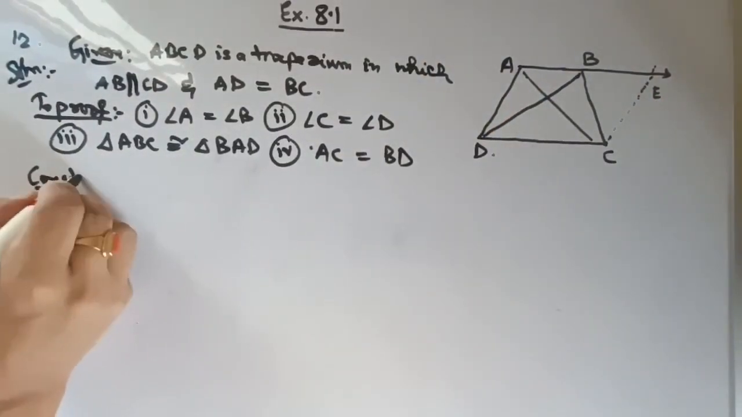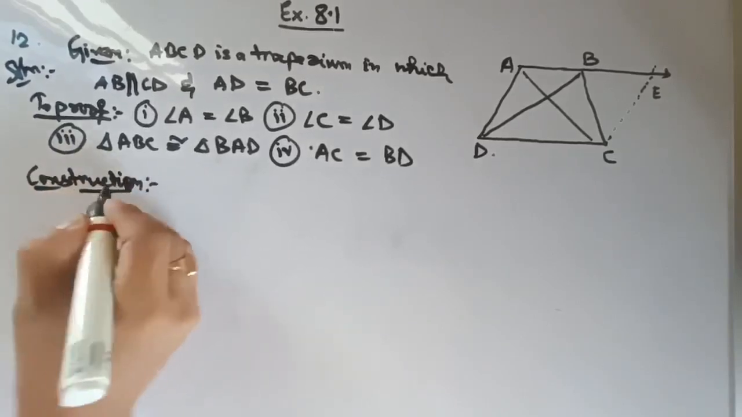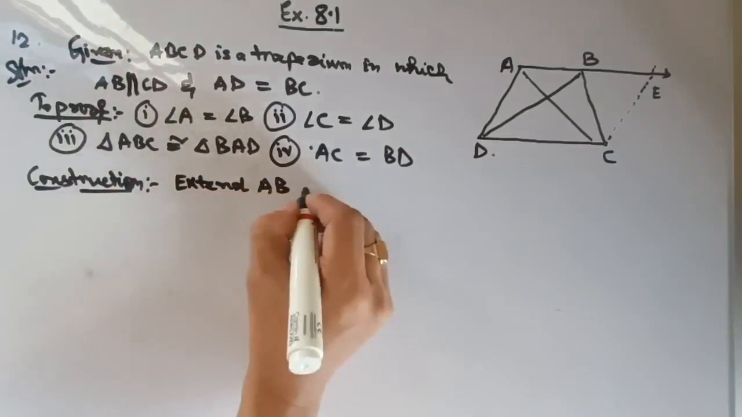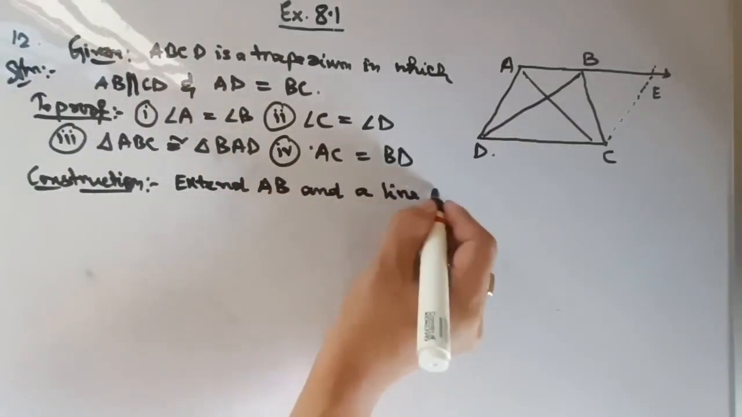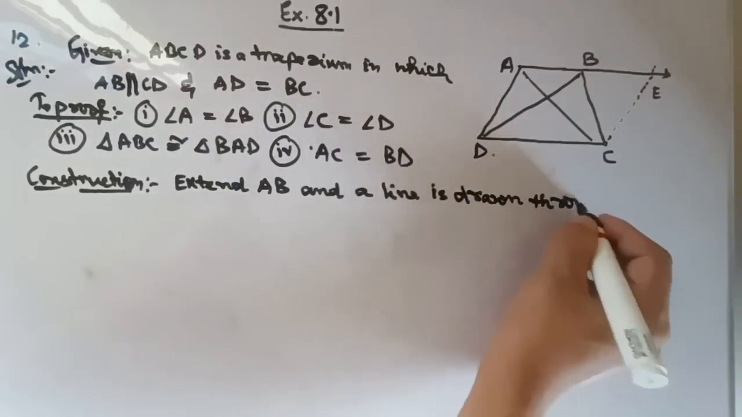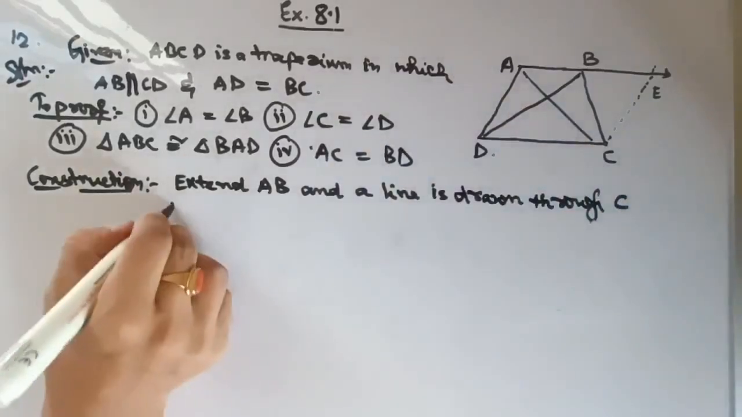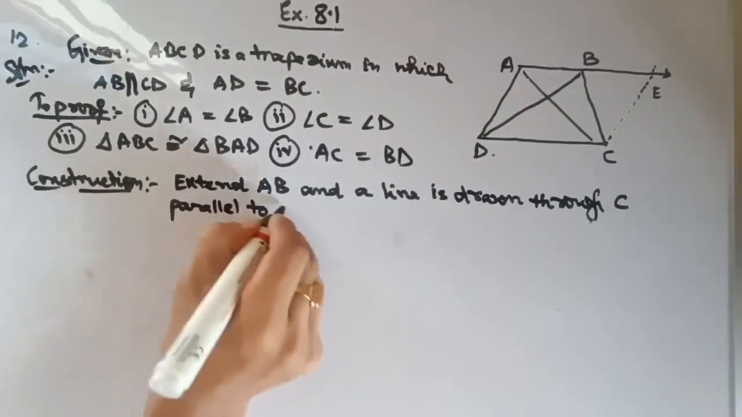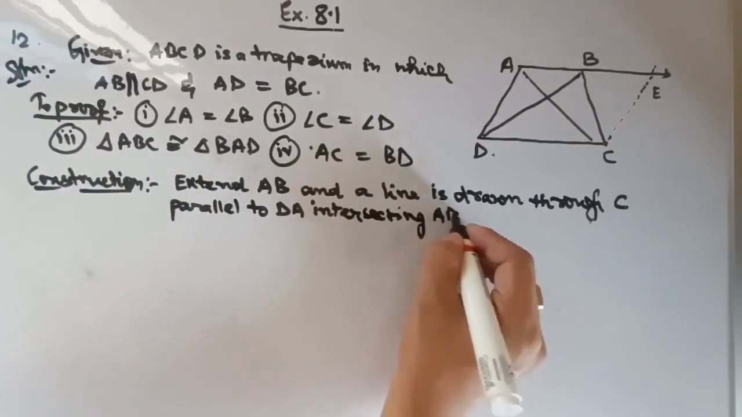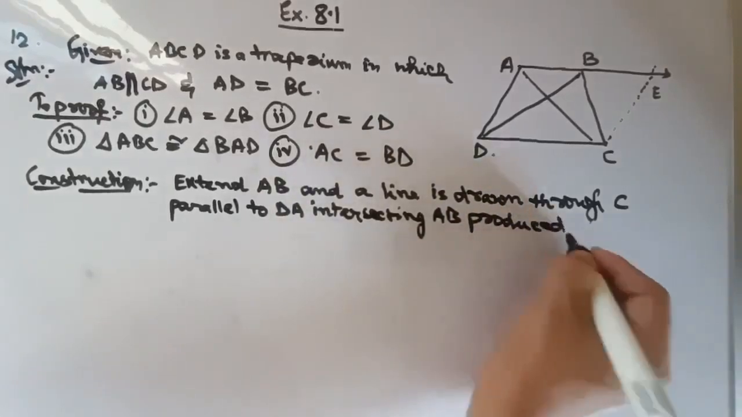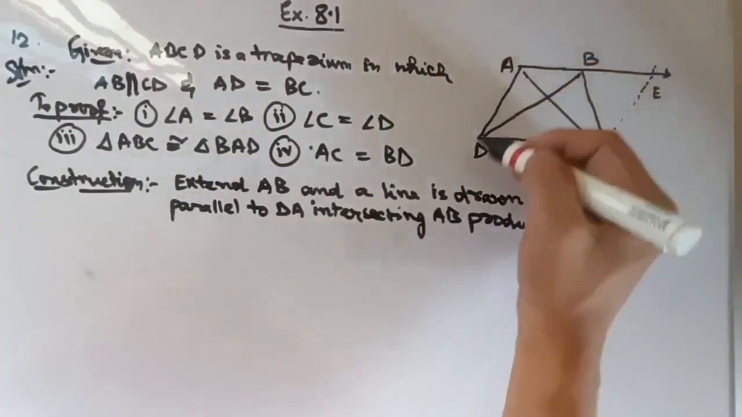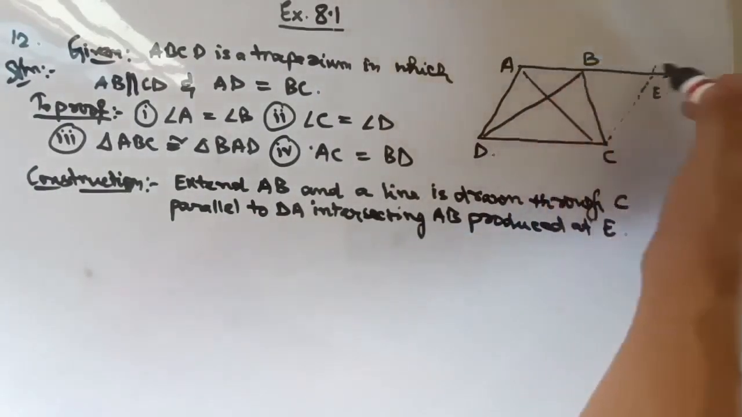Construction. Let us extend AB, and a line is drawn through C parallel to DA, intersecting the extended AB at E. So we extend AB and a line is drawn parallel to DA intersecting the extension of AB at the point E.